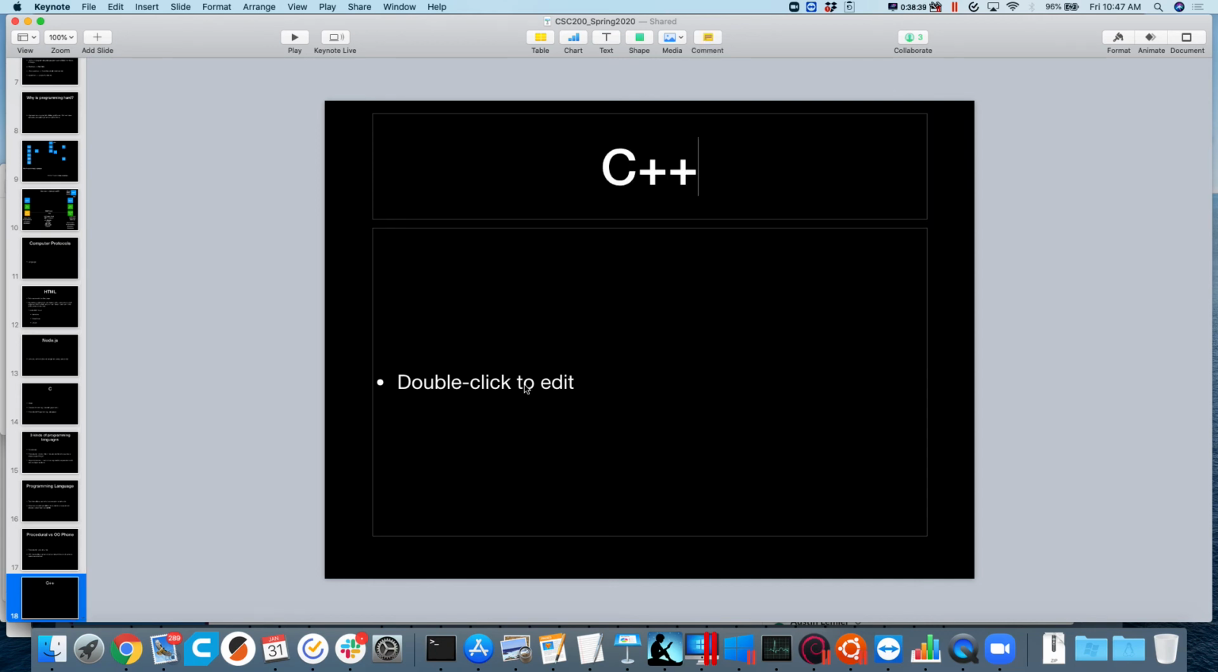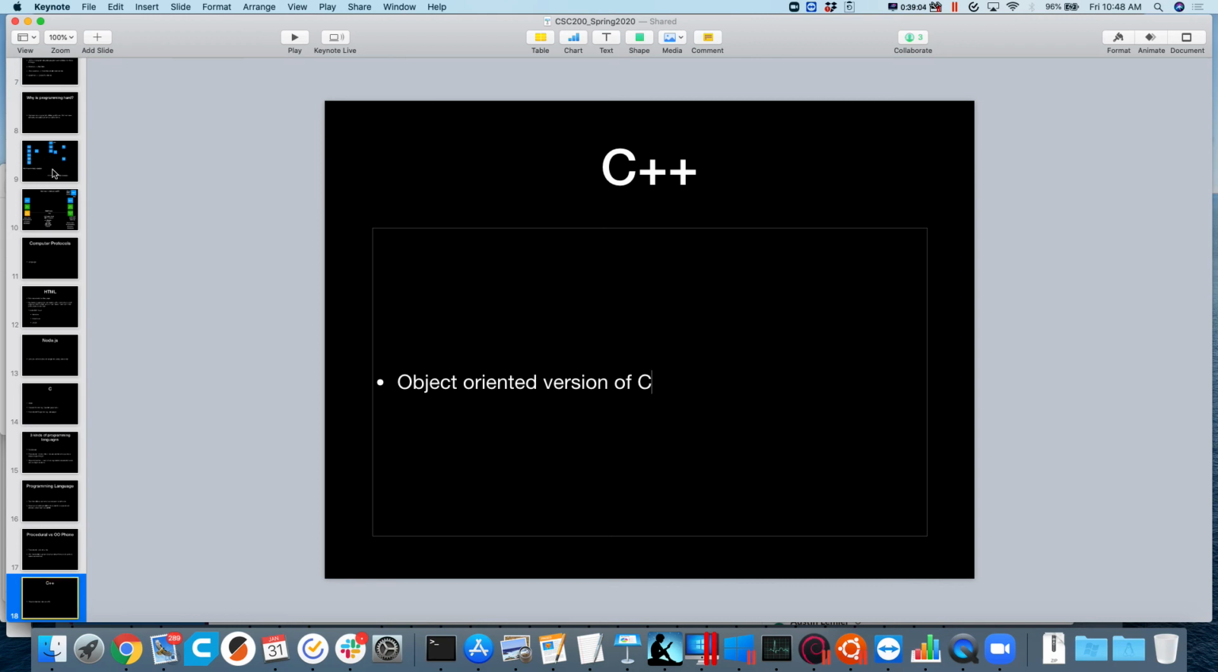So C++ is the object-oriented version of C. Still using C syntax. Largely C syntax. A couple little bobs and weaves here and there, but if you look at a C program and then you look at a C++ program, they've got way more in common than they have different from each other.